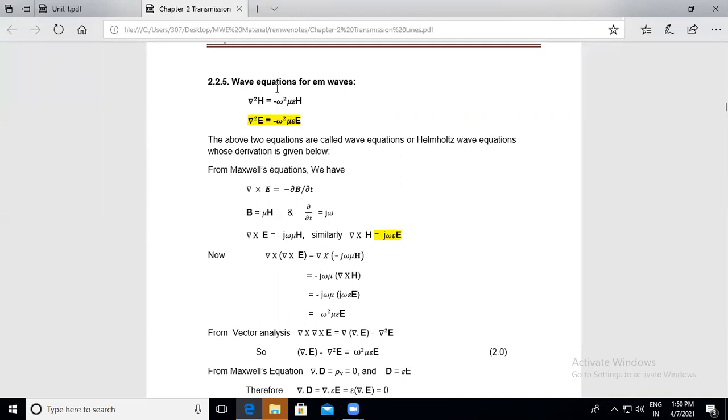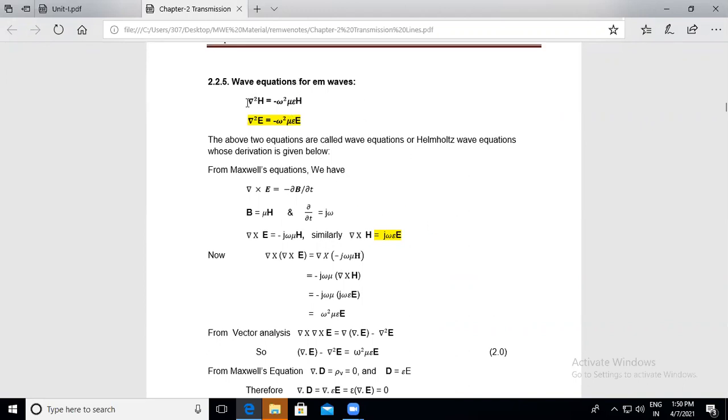Now I'm going to explain the transverse electric mode. With this derivation, I'm going to wind up today's class, and tomorrow we'll continue with the next topic. The TE mode and TM mode I mentioned, and why TEM does not exist, we are going to discuss in the next class. For that, let us complete this derivation.